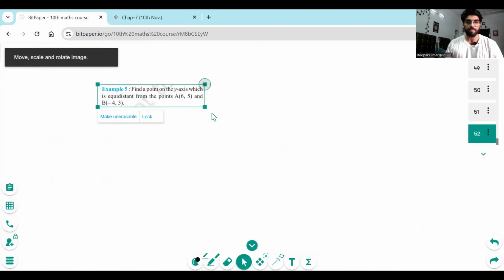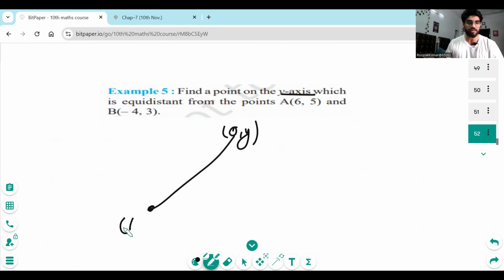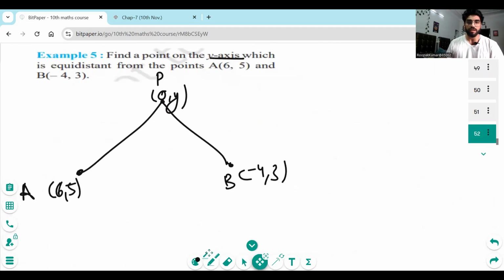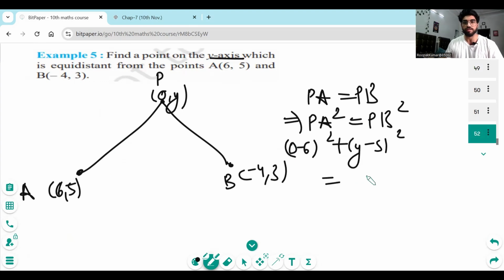As you can see, now we have a point on the y-axis. Now whenever the point is on the y-axis, it's of the form 0 comma y, and it is equidistant from A, that is 6 comma 5, and B, that is minus 4 comma 3. So again, let's name them differently. Okay, they have already given the name, so we have to change the name ourselves. So PA is equal to PB. So again, you can write that PA square is equal to PB square. So 0 minus 6 whole square, and over here y minus 5 whole square, and over here 0 minus minus 4 is plus 4 whole square, and y minus 3 whole square.